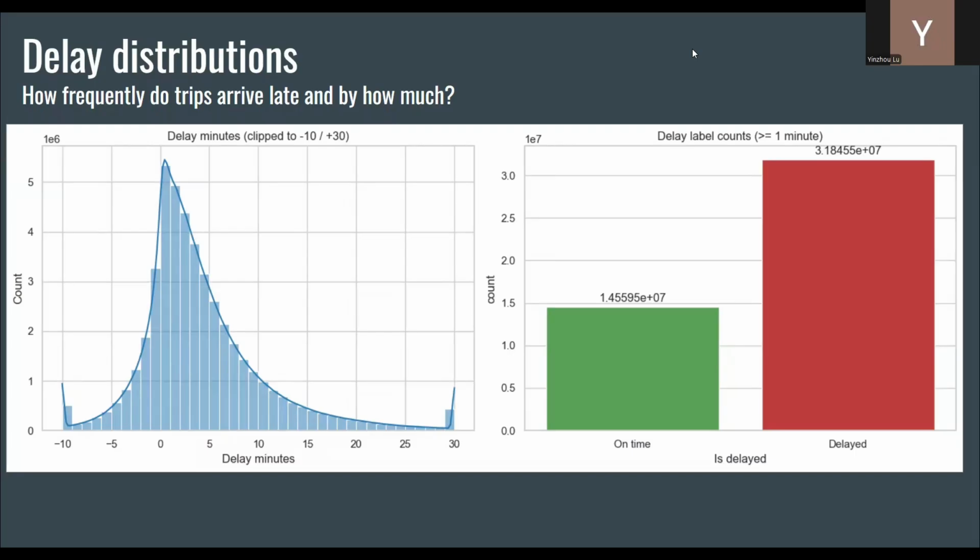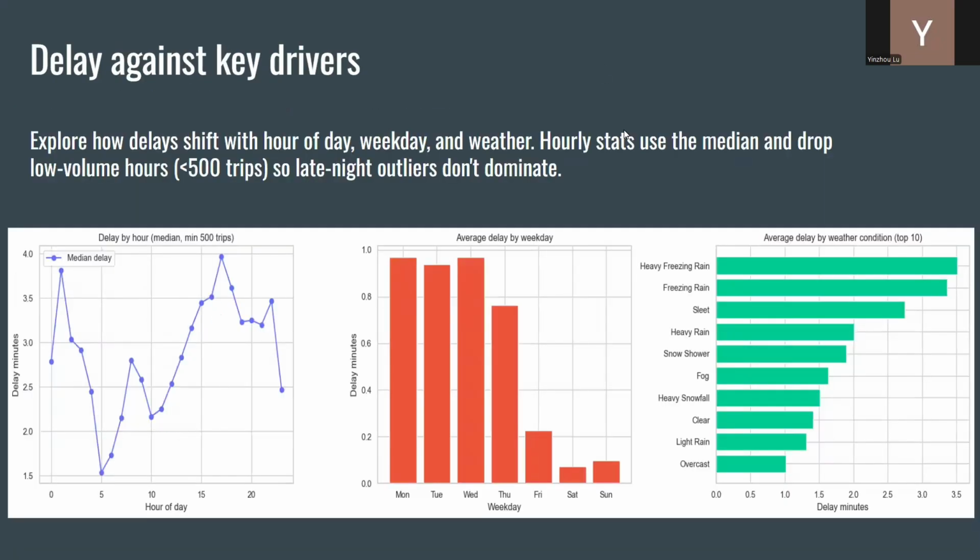Slide 1 shows the delay distribution. Most buses hug the zero line, but we have a long tail that stretches past 10 minutes, so there's something worth modeling. The chart on slide 2 plots delay by hour using medians, so late night outliers don't dominate. The afternoon time when people get off work sticks out. It's the busiest and the most delay-prone window.